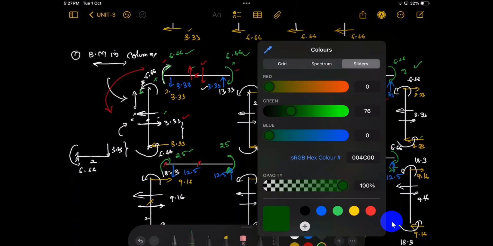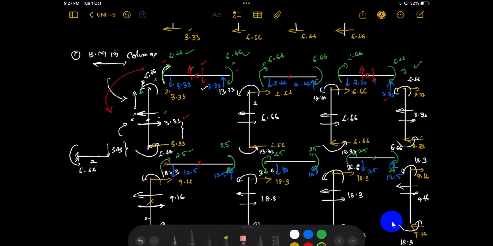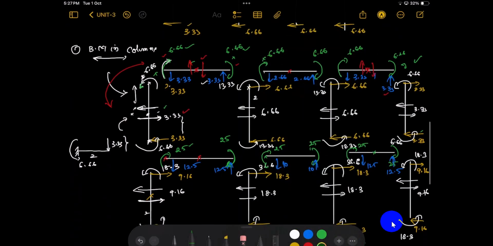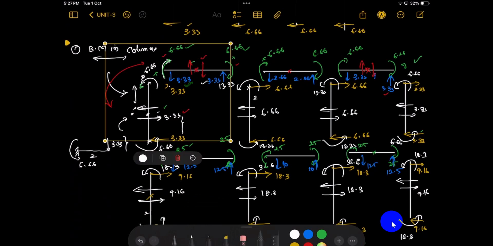Okay, I will show you with the green color. See, equilibrium of joint. It's 3.33. It's 3.33. It's 3.33. It should be joint equilibrium. Consider this. Okay, I will show you some. Consider this joint.